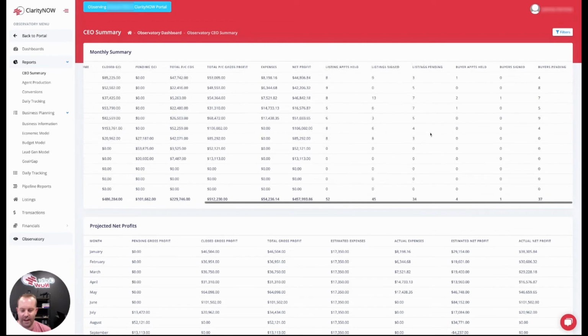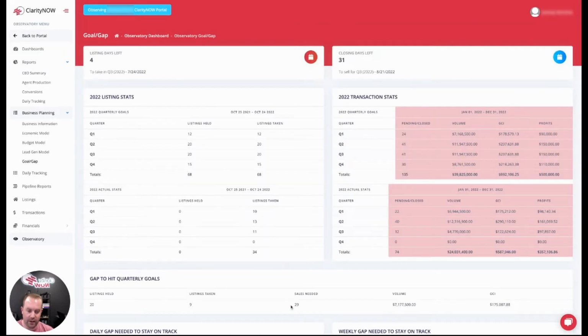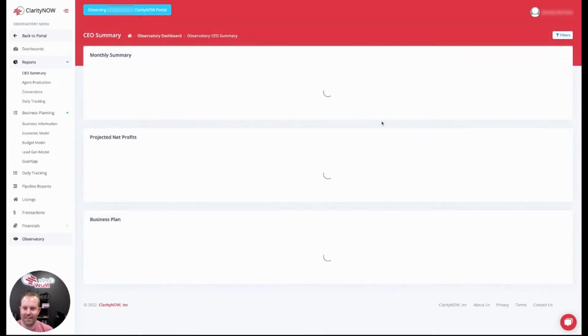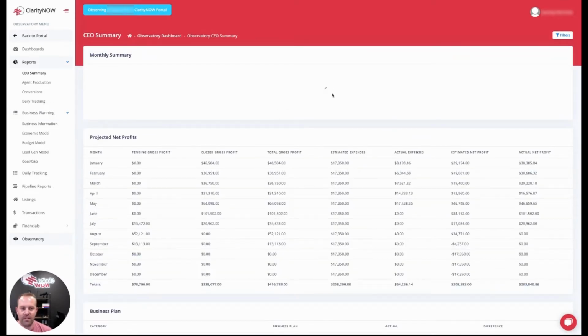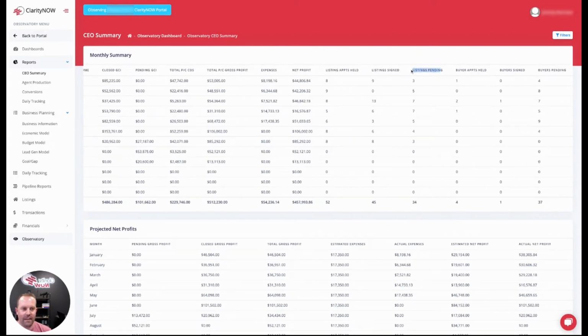One thing I always look at, again, they have to sell 29 homes in the next 31 days. Well, what have they done in the last couple months? So in this monthly summary report, I like to look at listings pended and buyers pended. You add those two up, and that tells you how many homes they sold each month.